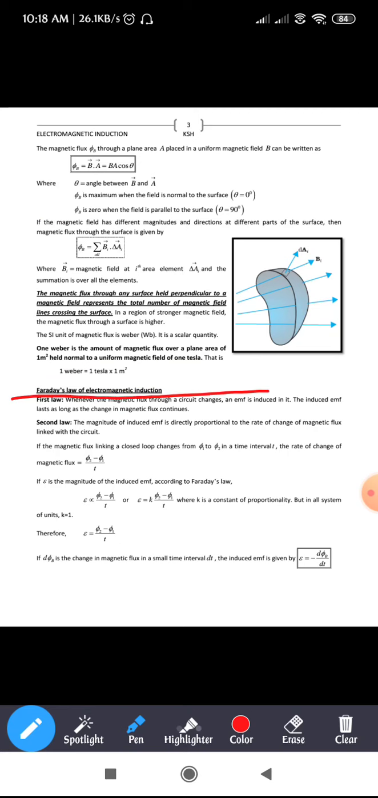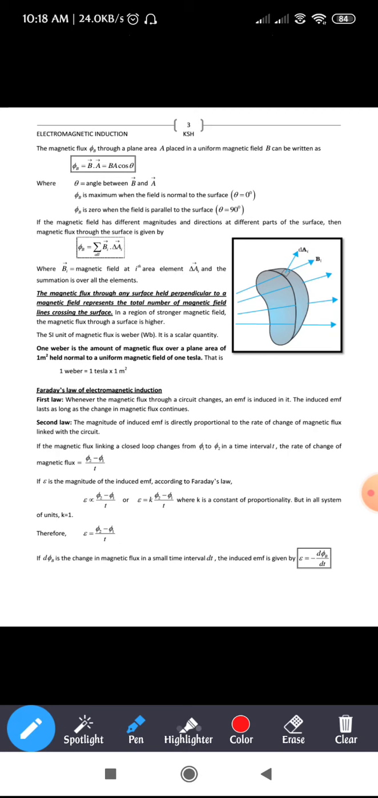Now coming to the next, Faraday's law of electromagnetic induction. Coming to the first law of electromagnetic induction, the statement is: whenever the magnetic flux through a circuit changes, an EMF is induced in it. The induced EMF lasts as long as the change in magnetic flux continues. That is the first statement, the first law of Faraday.